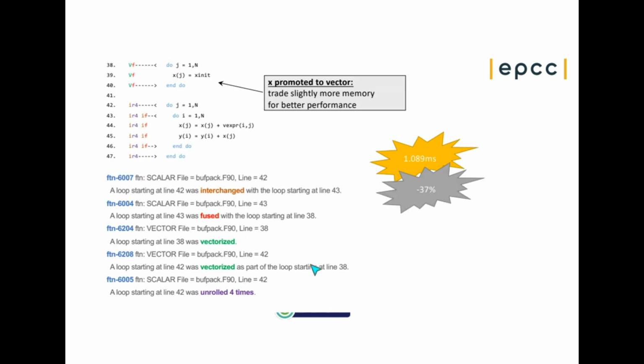And then if we do the transformation, sorry, this is a little bit small to see, but if we do the transformation, then it tells you that yes, the loops were vectorized.